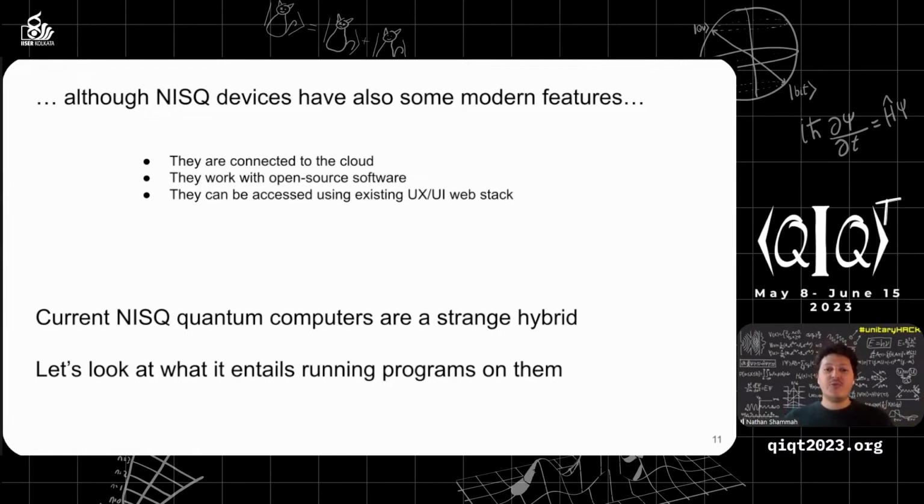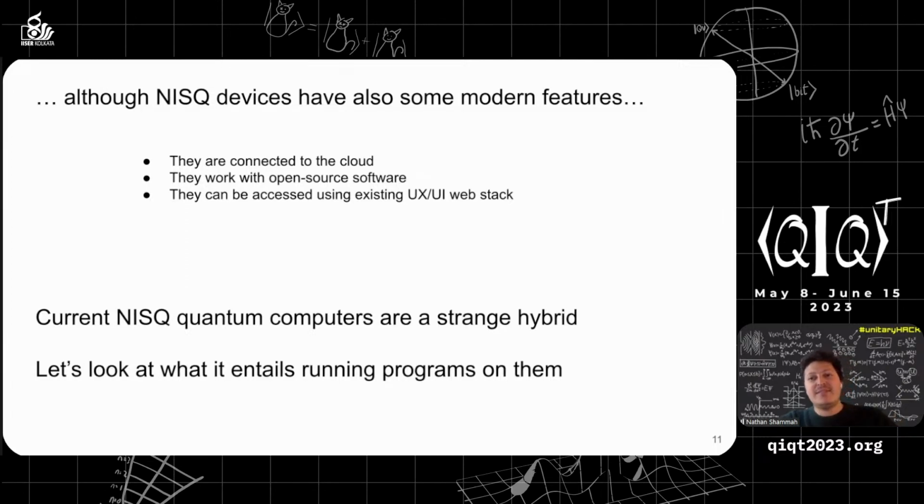They work with open source software at many levels, as you may see by having a look at the projects participating in Unitary Hack. There are now toolkits doing a broad variety of specific things, from compilation to simulation to error mitigation and so on and so forth. And they can be accessed using the existing UX/UI web stack that has been developed over the past 50 years. So NISQ quantum computers are a strange hybrid because they resemble very old computers, but are also inserted in a very modern network.